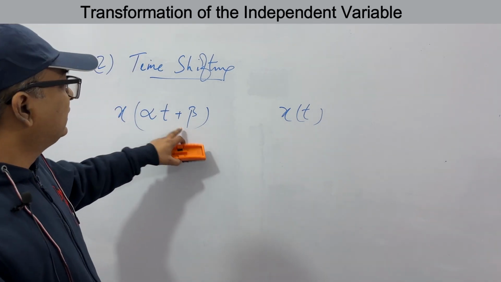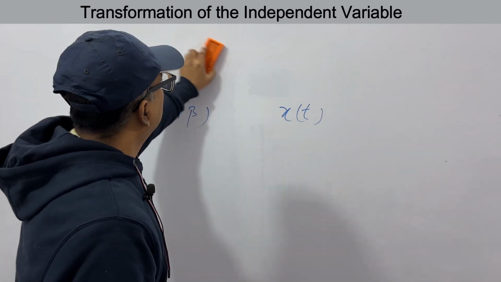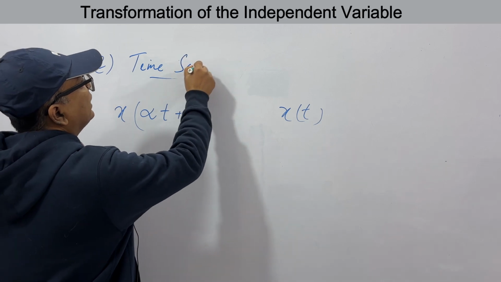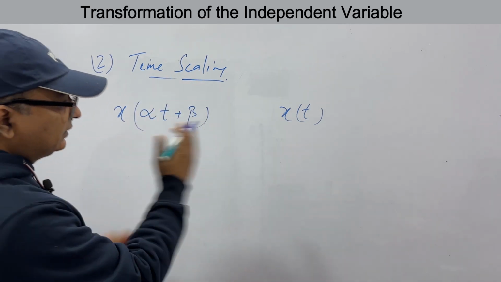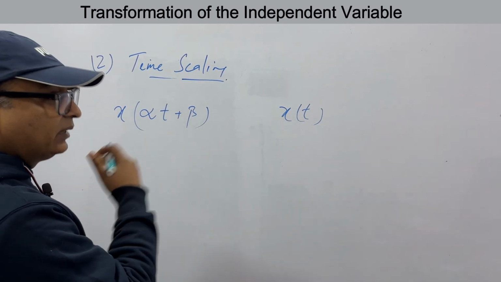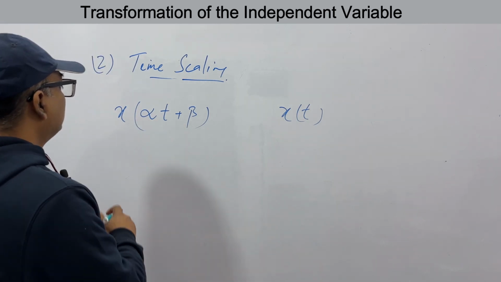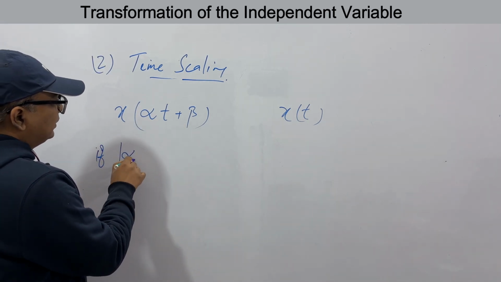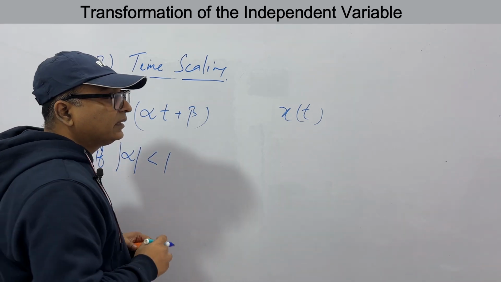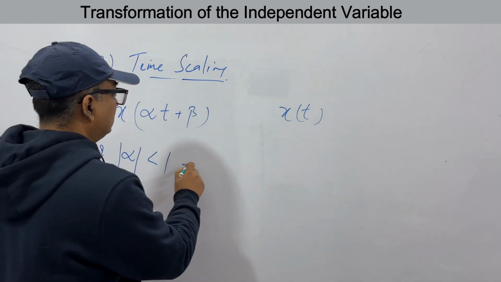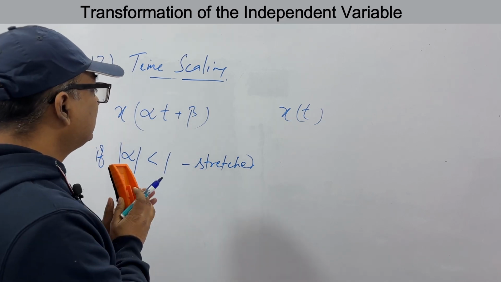Now beta, we have just discussed it. The first one was shifting, and this is time scaling. Beta, we have seen, is time shifting, shifting the signal to the left or right of the origin. What about alpha? If the modulus of alpha is less than 1, then the signal gets linearly stretched. The shape of the signal remains the same, but it gets linearly stretched.